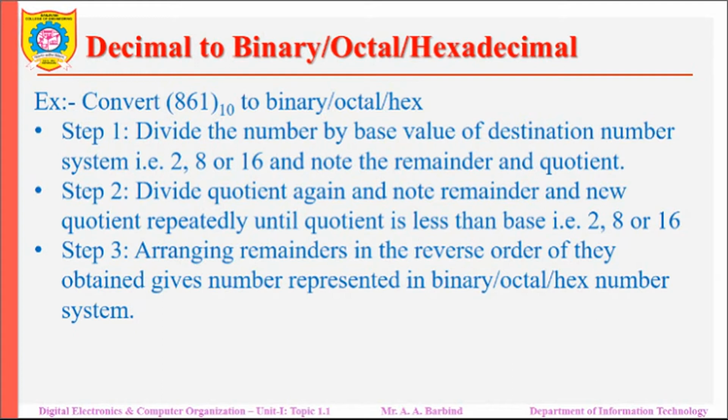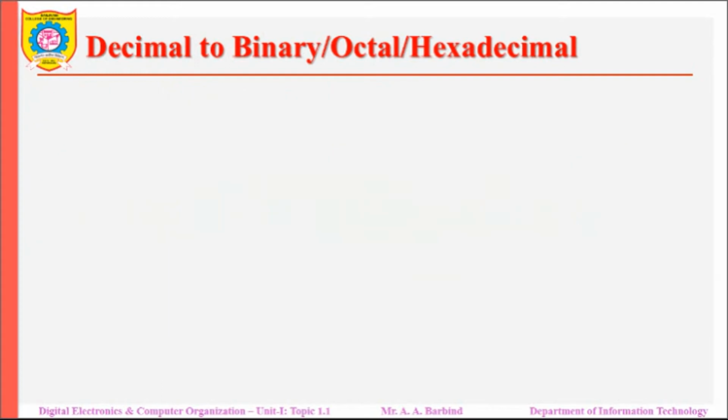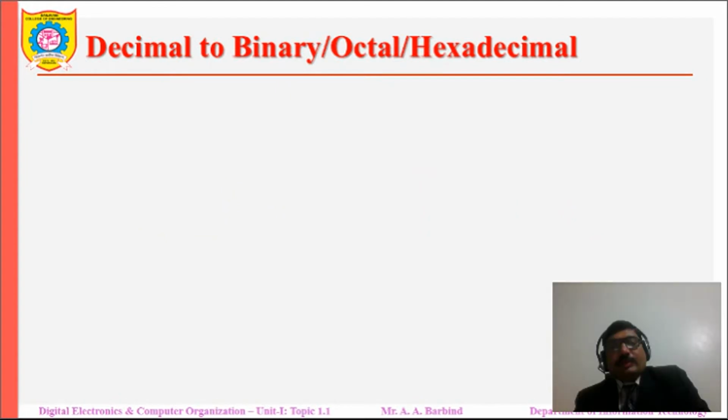So let us take the example. For that purpose, let us first convert the number 861 to binary. Because it is to be converted to binary, we divide this number 861 by 2. Dividing 861 by 2, we get 430. The quotient is 430 and the remainder is 1.